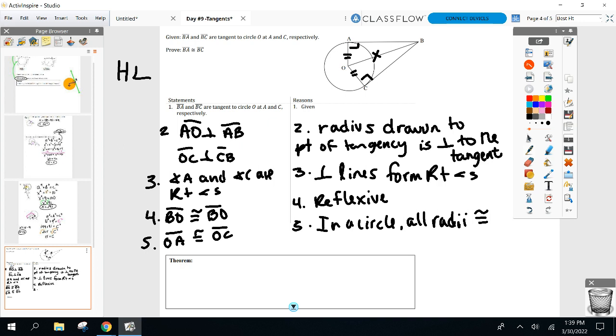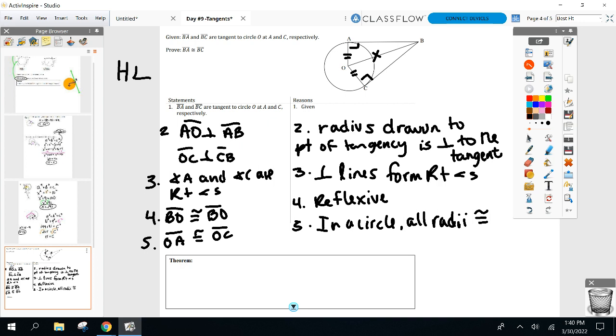H? Hypotenuse. Where is it in the diagram? OB. L? Where is it? AO and OC. What type of triangle do you need to do HL? Do I have a right triangle? Okay, we can do HL. Now, I know some of you were real hardcore. Got to prove the right angles congruent. You can, but in an HL proof, you don't need to. It's not needed. But what is needed?